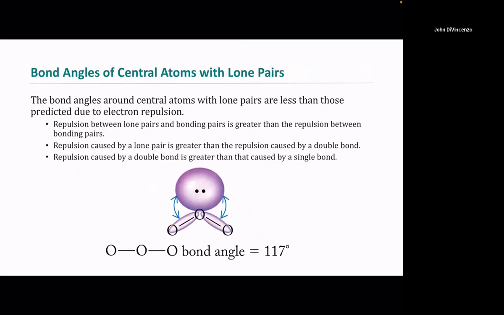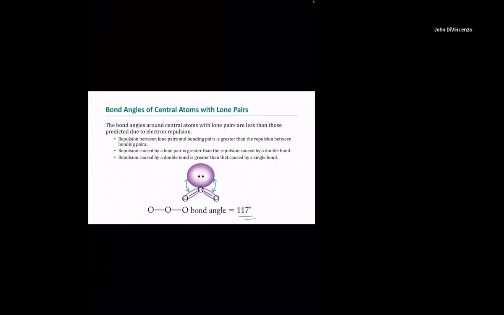Now the bond angles around central atoms with lone pairs are less than those predicted due to electron repulsion. Normally this would be 120 degrees, right? Trigonal planar, but it's only 117. Why? That unbonded pair takes up more space, pushes the other ones down like this.